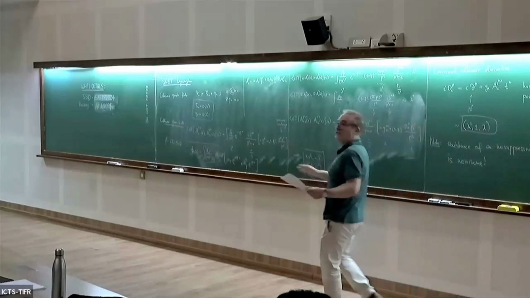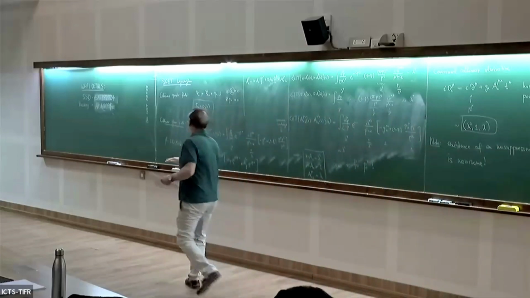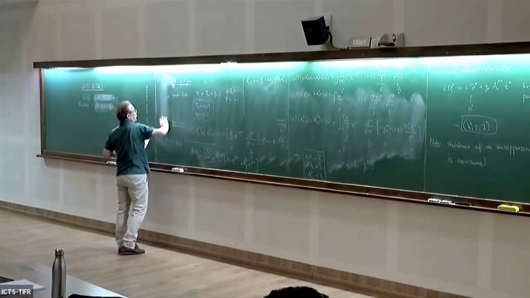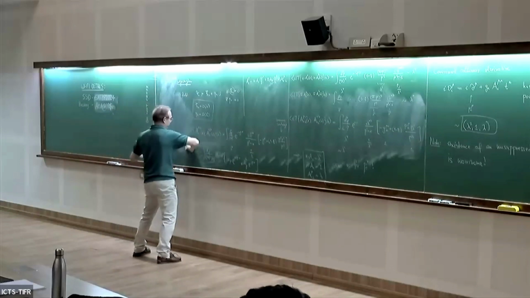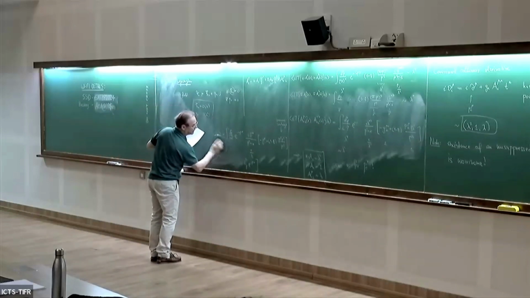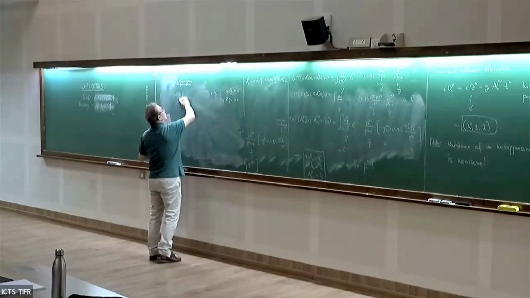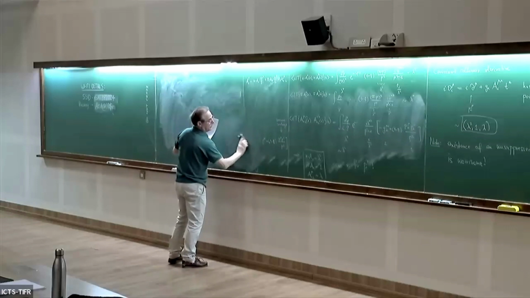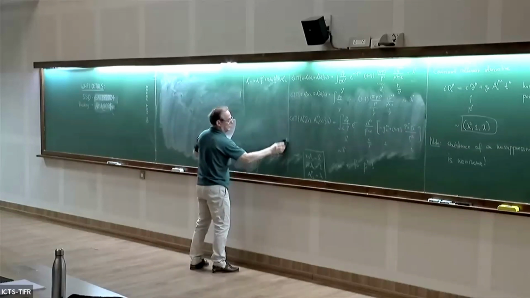This SCET Lagrangian is exact. There's no ratio of large scale over small scale. The collinear SCET Lagrangian has no large and small scales, and therefore it's really just a rewriting.